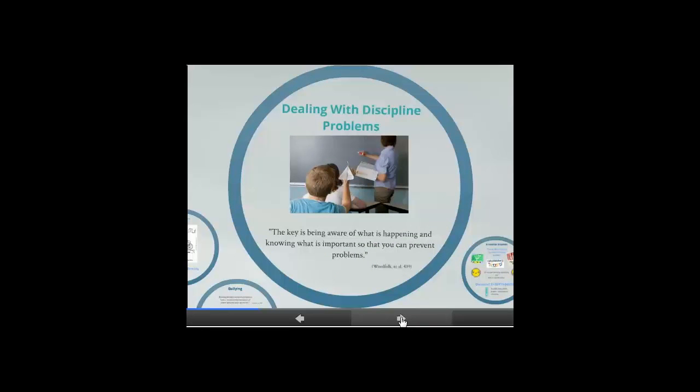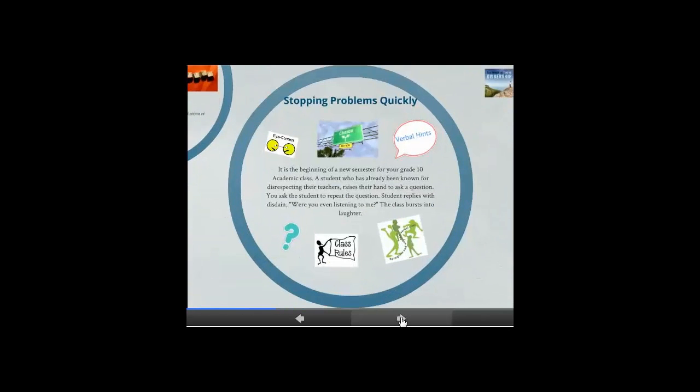Dealing effectively with discipline problems. The key here is awareness and making a choice of what is important to address and being clear with your students. Take a quick look at the mini case before you.